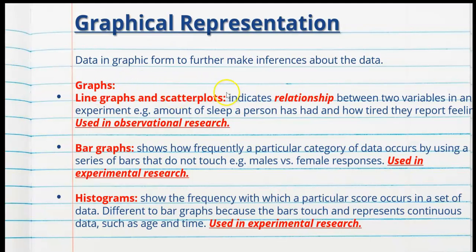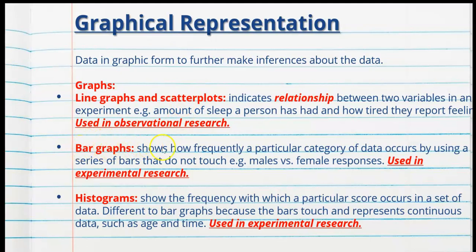So line graphs and scatter plots indicate a relationship between two variables in an experiment. So for example, the amount of sleep a person has and how tired they report feeling, all right? So we always use scatter plots in particular when we use observational research. So if we use an observational research design, as I've talked about in a previous video, we always present the relationship between the variables, our IV and our DV, in a scatter plot to indicate is there a positive, negative, or no correlation or relationship between the two variables. So whenever we do an observational design, we always use a scatter plot.